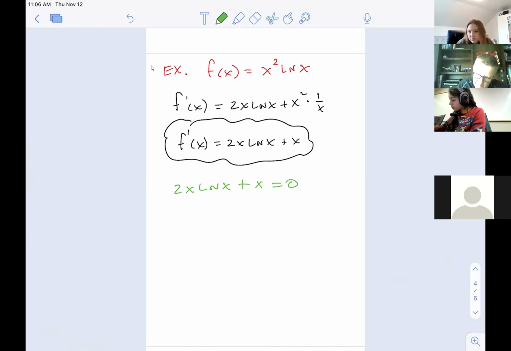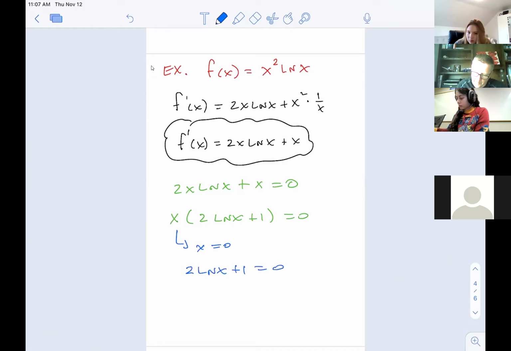But it's actually a little better to notice, hey, both of these have an x in them. That's a little better, and the reason is because x is 0 is one of our answers. If you divide both sides by x to solve this, you will lose that one. So I have junk times junk equals 0. If x is 0, that one will give me an answer. And then I have to figure out when 2 natural log of x plus 1 is equal to 0.